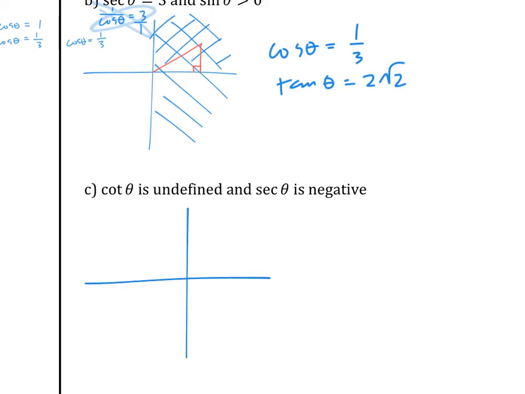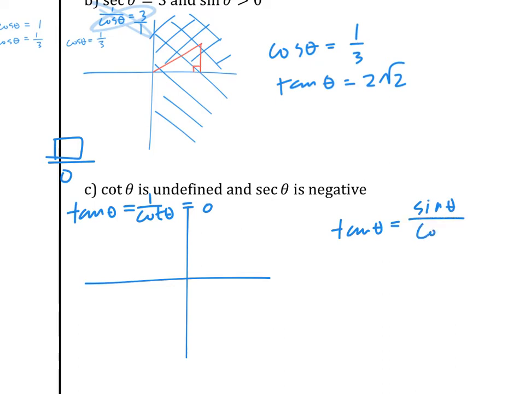Okay, if cotangent is undefined, and we know that tangent is the reciprocal of cotangent, then cotangent has to be something over 0, right? So the reciprocal of that must be 0. In order for tangent to be 0, it is not in any of the quadrants. It has to be on the axis, right? That's the only way. And we know that tangent is the same thing as sine over cosine. So that means sine has to be 0, and in order for sine to be 0, it has to be here or here.